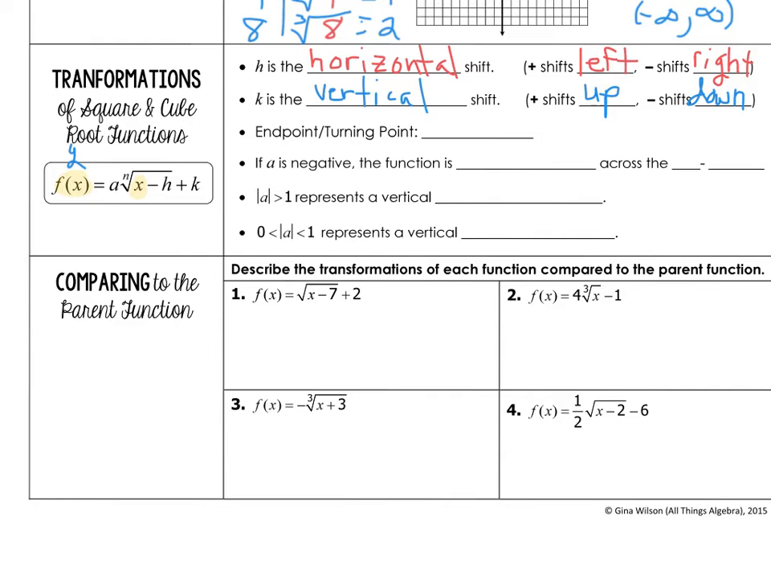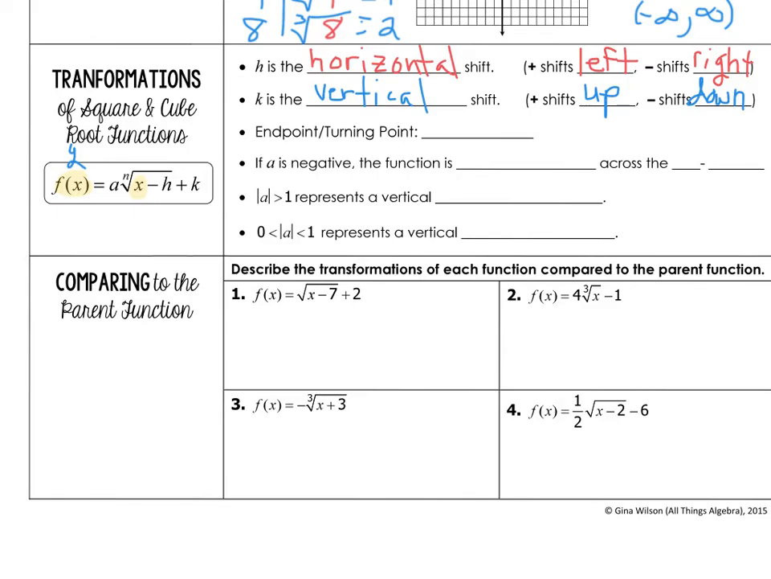All right, so then the other thing we need to talk about is this value out in front. If this value out in front is positive, then the graph is just going to remain like a normal parent function. In other words, the square root function goes like this. If a is positive, that graph is going to look like it's going like this. But if the a is negative, it is going to reflect the graph across the x-axis.